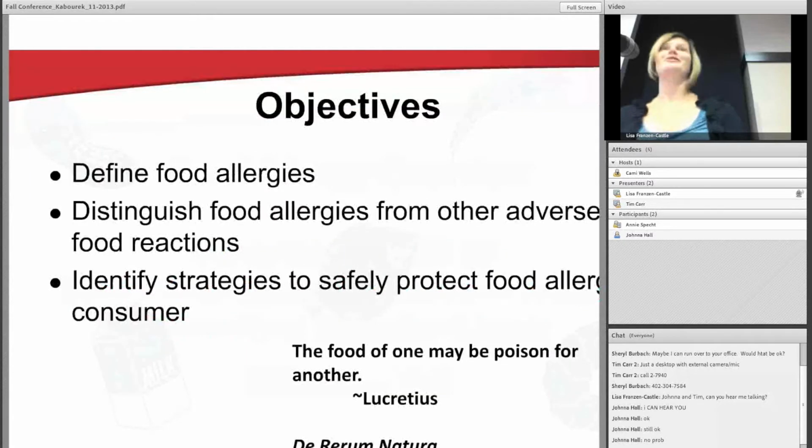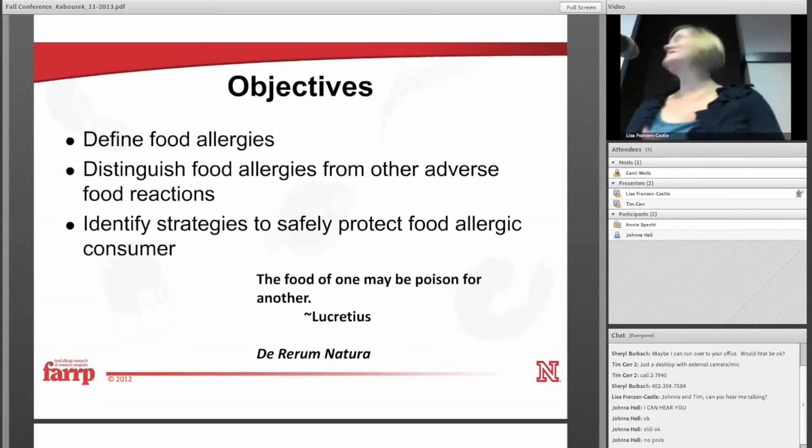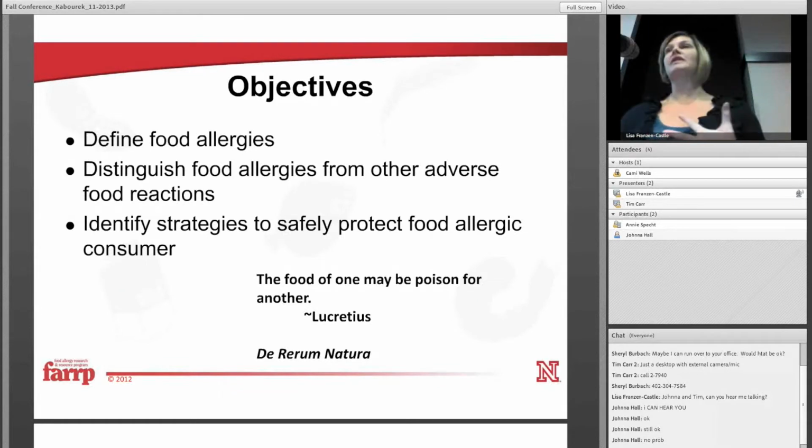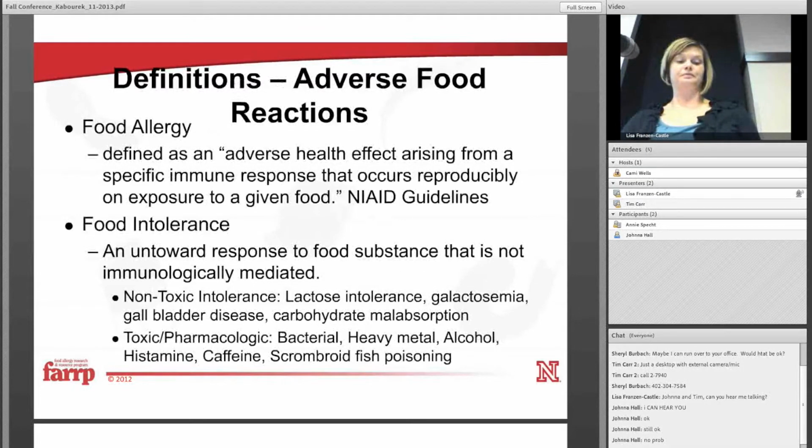Wrong button. Sorry. Okay, so today we are going to define what a food allergy is, and we are going to discuss the difference between a food allergy and an intolerance or an adverse food reaction. And we're going to talk about a few strategies to help safely protect the food allergic consumer.